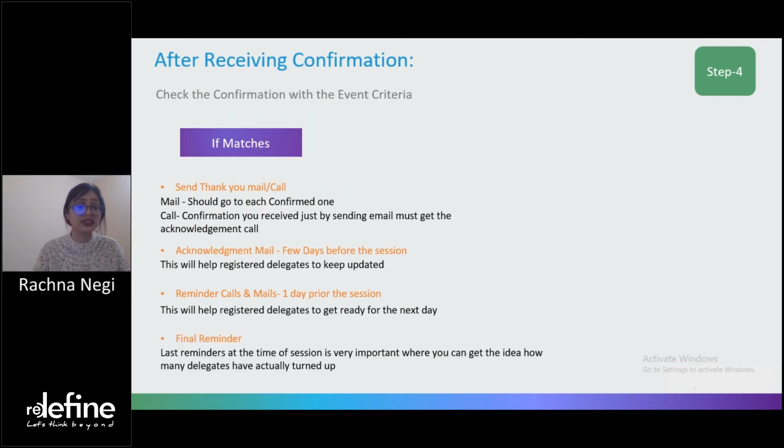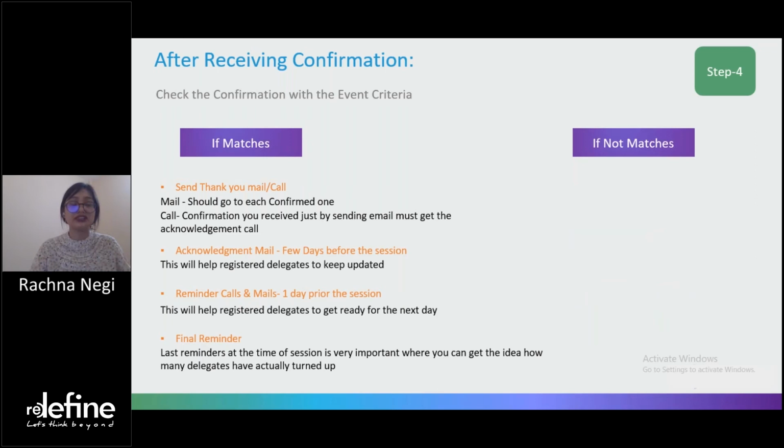The fourth and last thing, the final reminder. The final reminders are very important because here you get to know exactly how many delegates actually turned up. Because sometimes you do not get the file or maybe it's missing, but if you do the proper reminders, you get an idea of how many of your registered participants actually turned up.